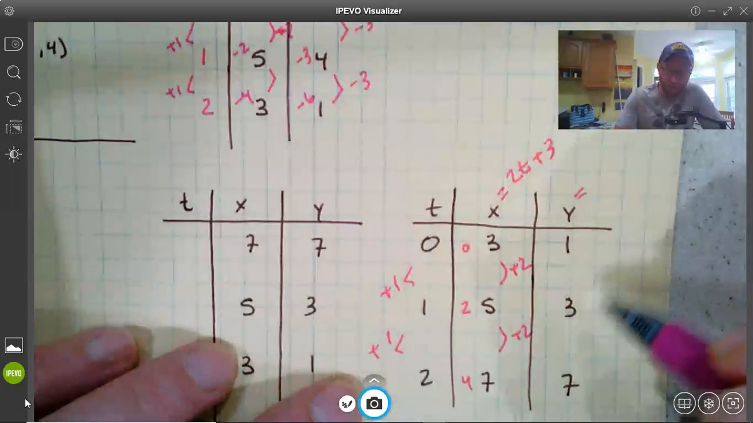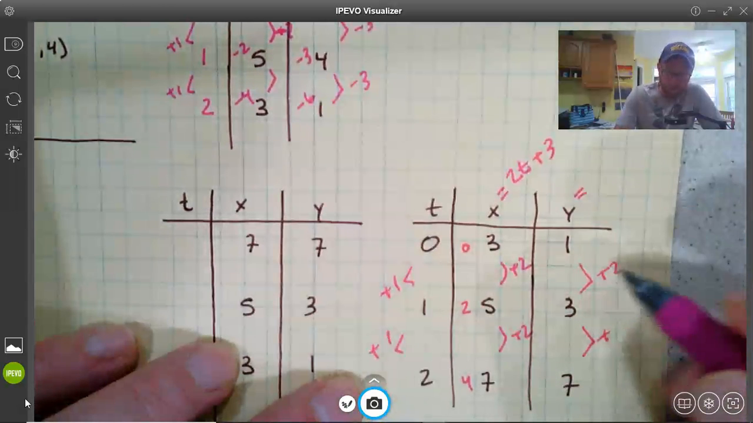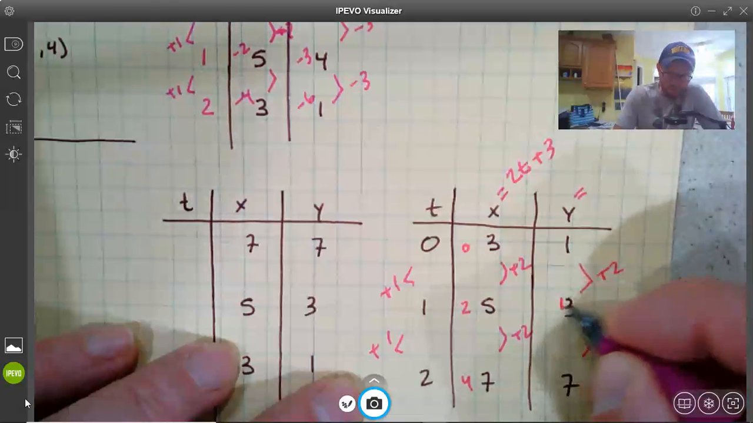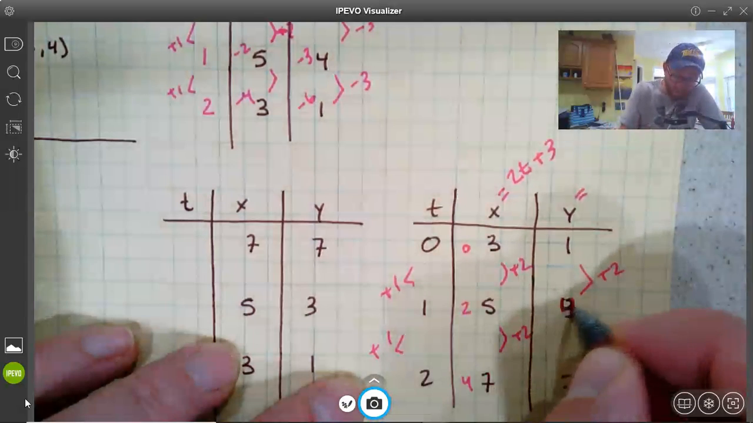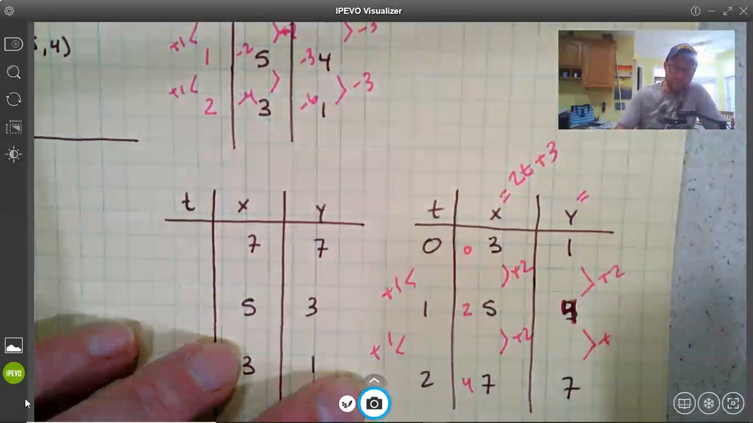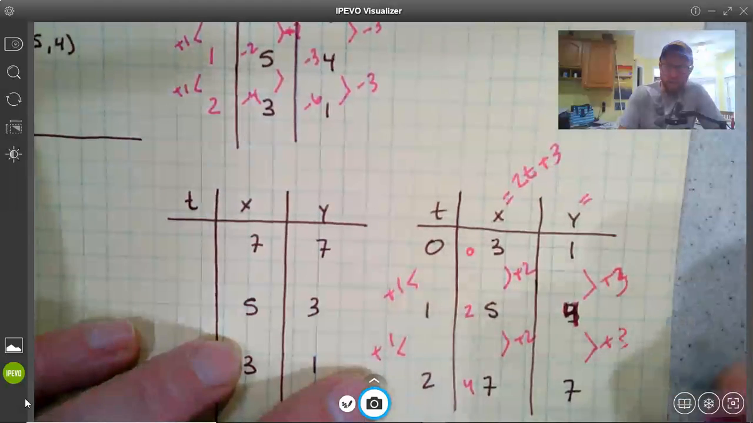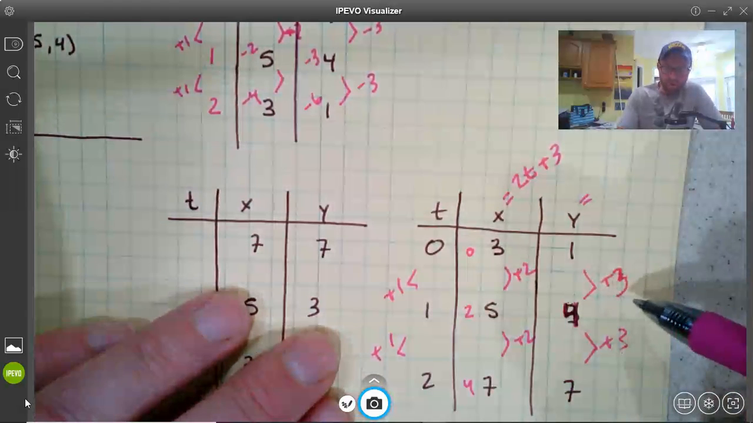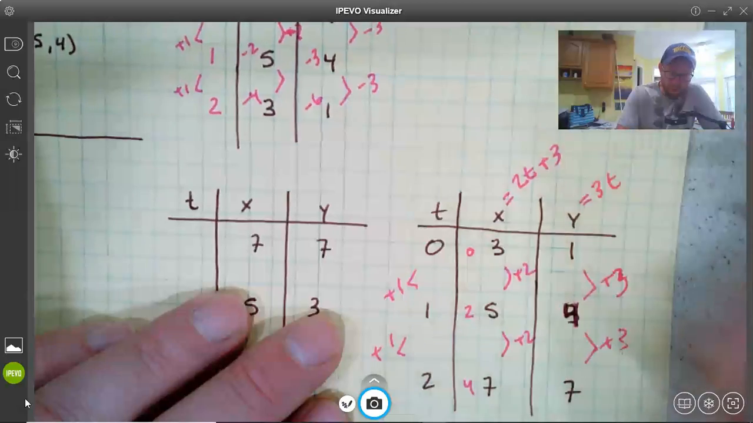For y, we're going up by 2's. Or up by, wait a minute, this is a 4. I wrote it down wrong. Okay. So we're going up by 3's. And the t goes up by 1, so our coefficient will be 3 over 1, or 3t.